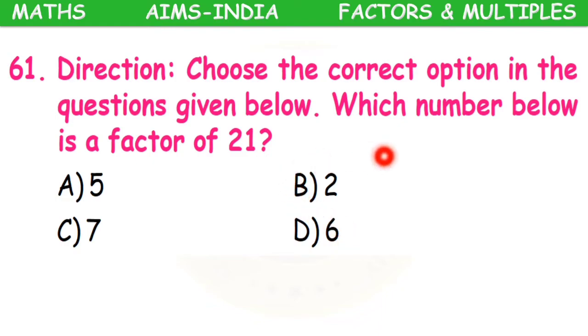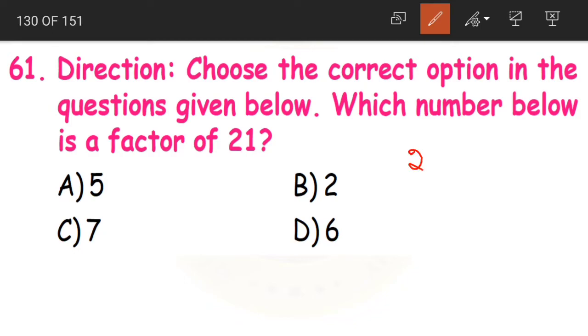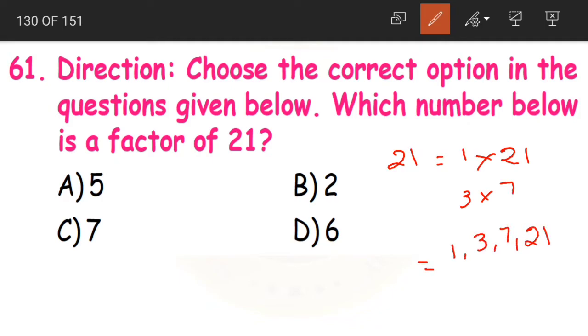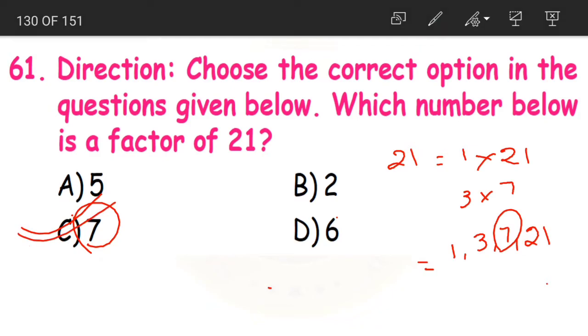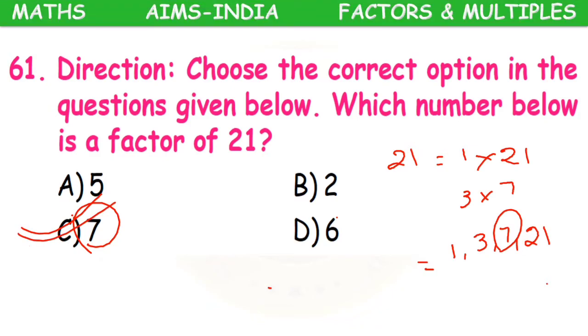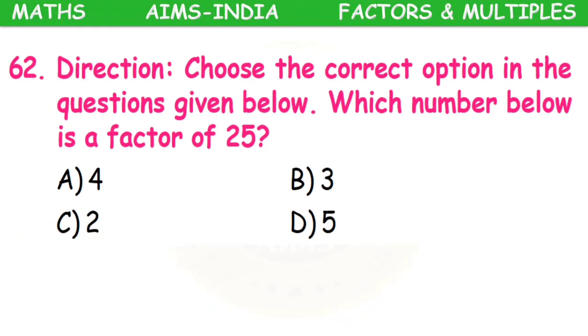Next question. Which number below is a factor of 21? Again, what are the factors of 21, children? We have 1 21 is 21 and 3 7s are 21. So the factors of 21 are 1, 3, 7 and 21. Now from the given options, which is the correct answer? 7. Yes, so 7 is a factor of 21. Option C is our correct answer.